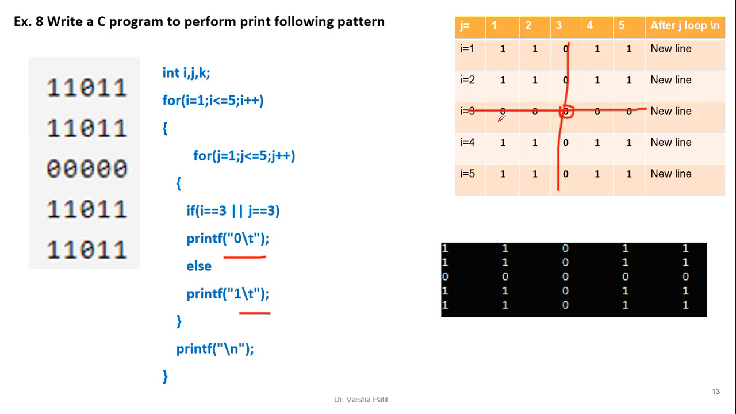Because when i equal to 3, at that time j can be anything, so that's why either i should be 3 or j should be 3. When i equal to 3, all of this matches, and when j equal to 3, all of this matches. So that's why the OR operator is there to print the answer.